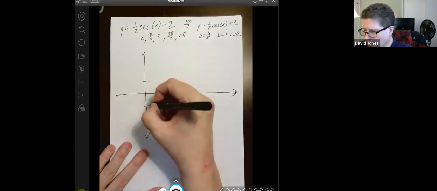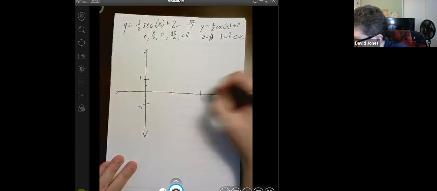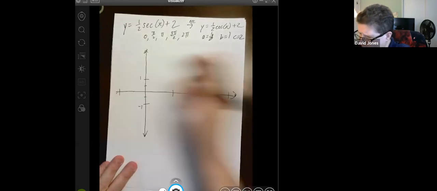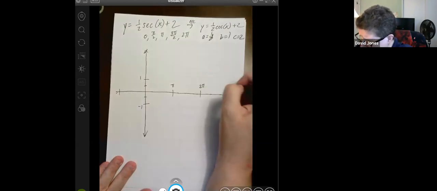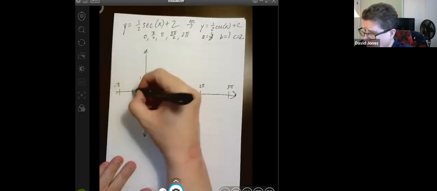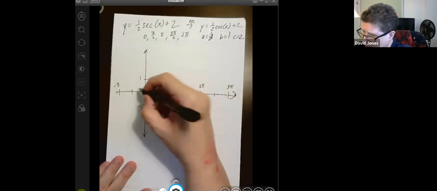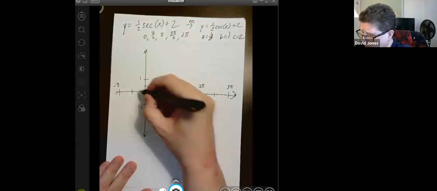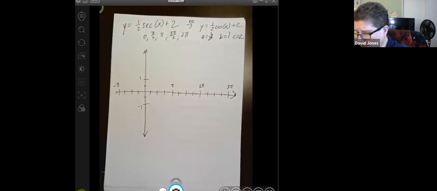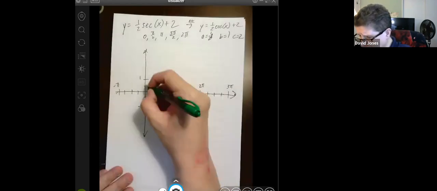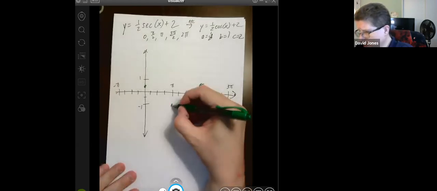-1 and 1, so we're going to need 1/2 and 1/2. These will be my increments of pi. We've got our half points, our midpoints, and then quarter points. Cosine starts up top, ends up top, and the midpoint's at the bottom.